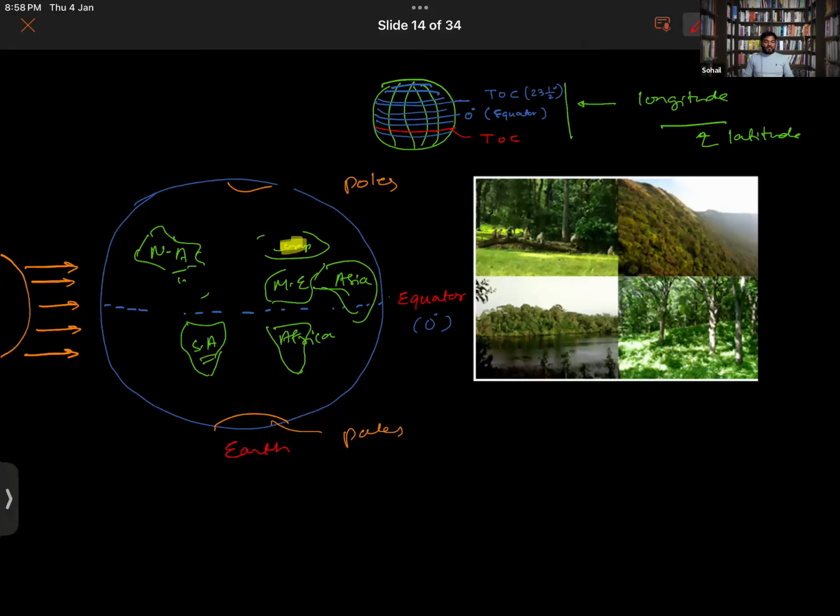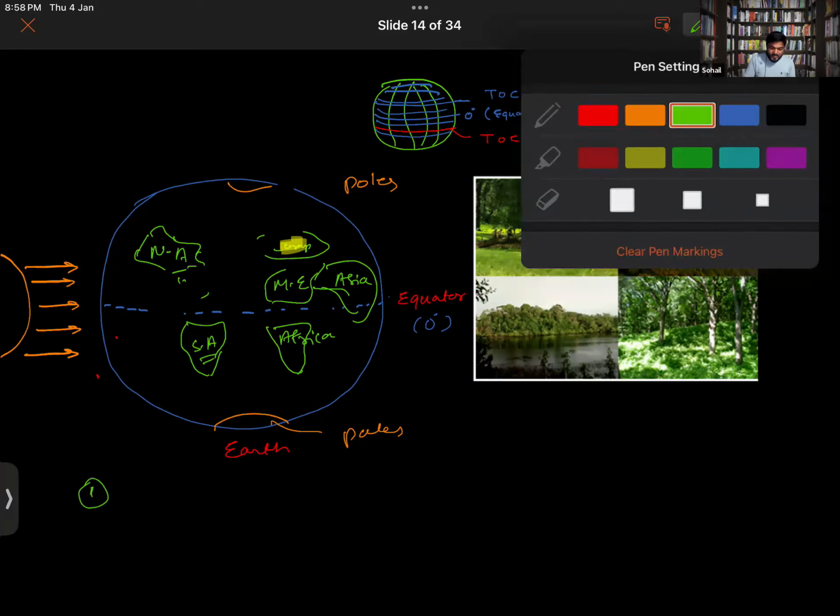So the point I'm trying to make here is that at those places on Earth where the sun's rays are falling perpendicular, falling directly, you will find that vegetation is denser. Why? Because forests require sunlight as well. There will be some exceptions also, but we are not studying the exceptions right now. The first thing is that where the sun's rays fall directly on the land, you will have dense vegetation and forest.